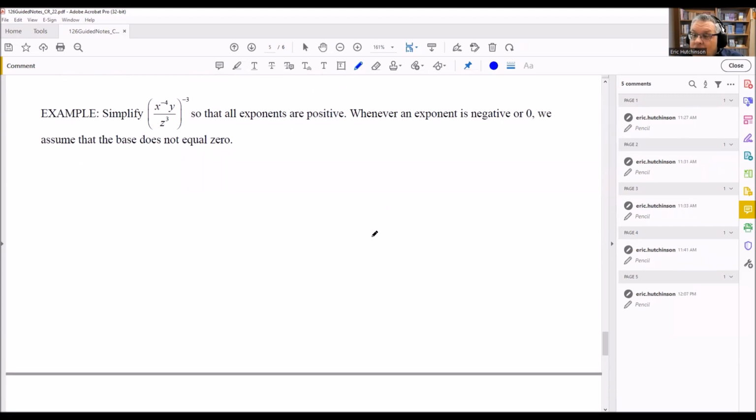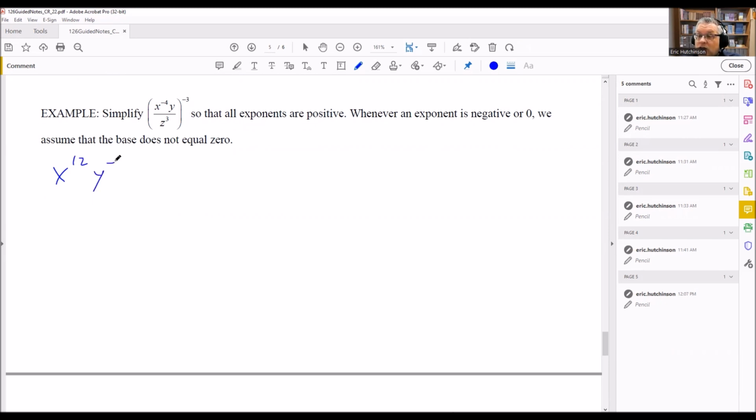Okay, let's do this one here. Now this one, we're going to do the same way. Raise everything to the power of -3. I have x to -4, and I'm raising it to a -3. Power raised to another power. You're multiplying exponents, so we get 12 there.